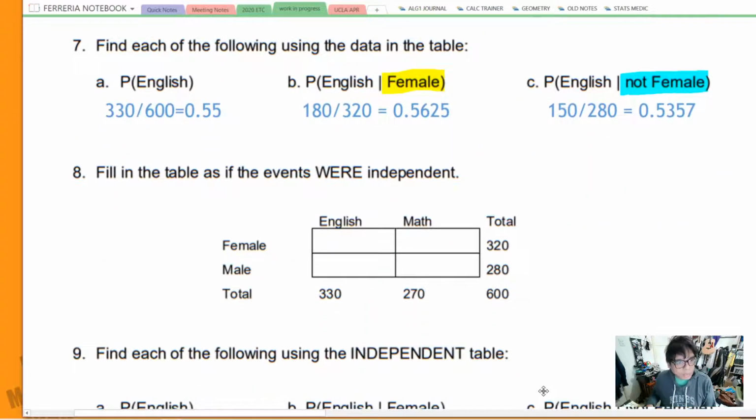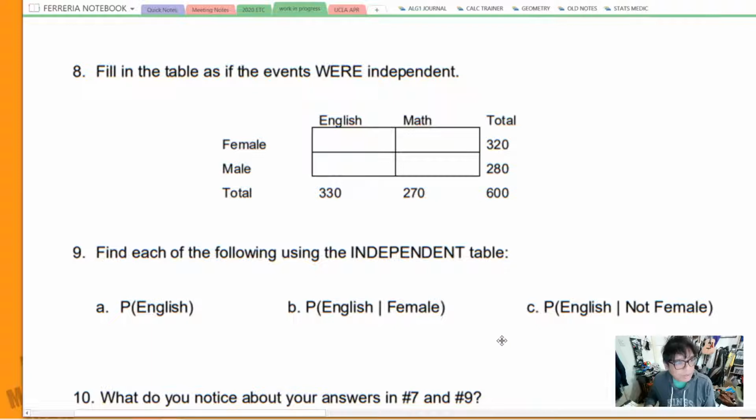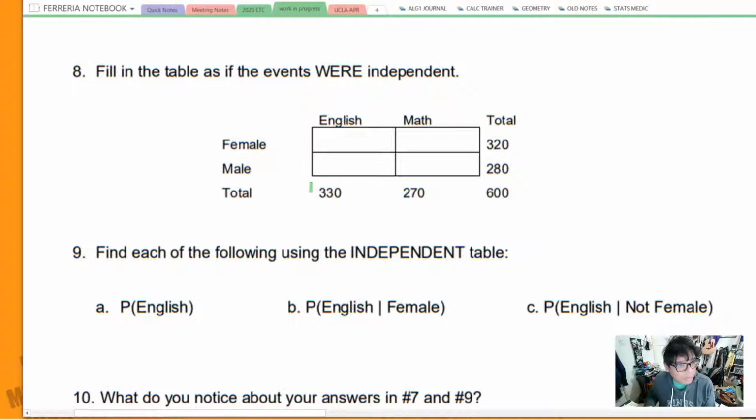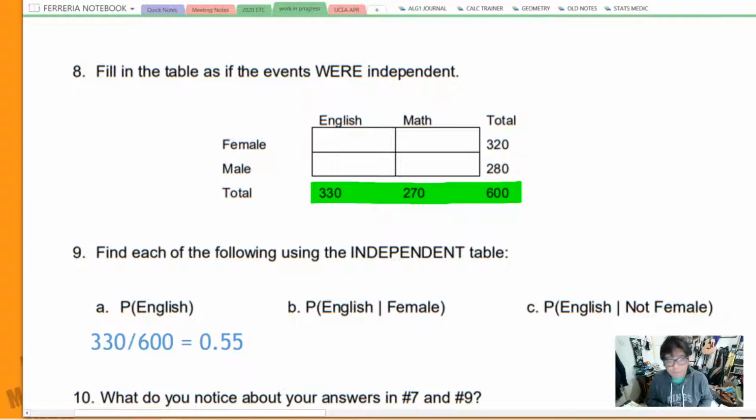Okay, so we're going to do 3 stripes here. Let's first figure out the probability of English. So I'm going to do probability of English. Let's do that with green. Well, that's got to be 330 out of 600, or 55%.